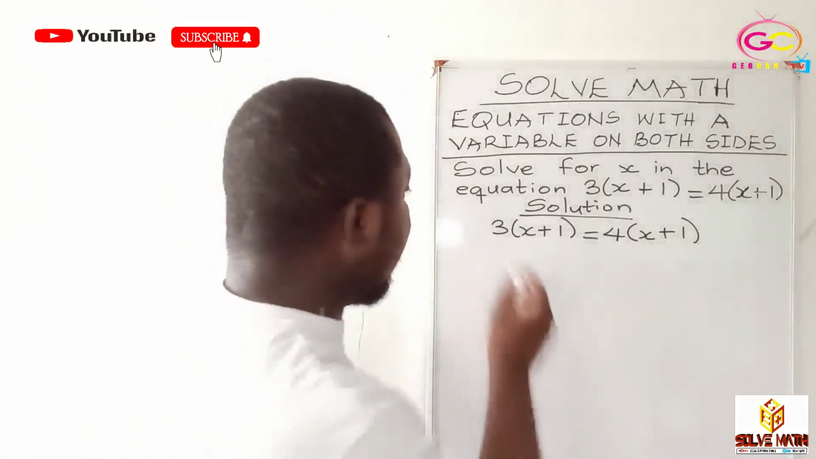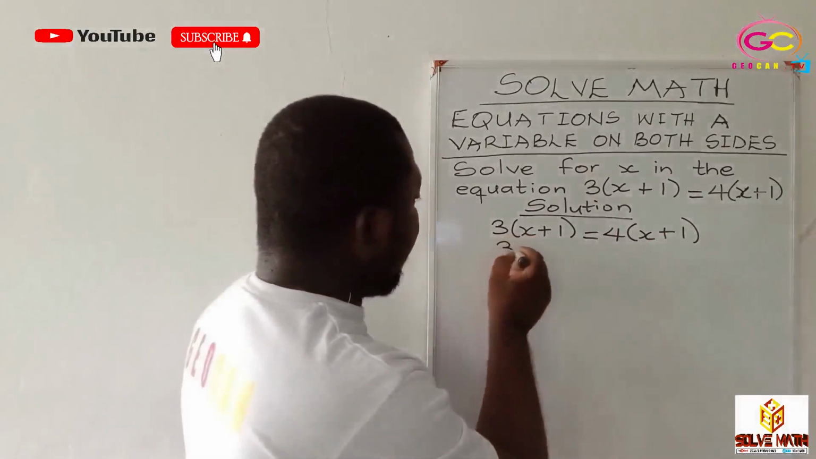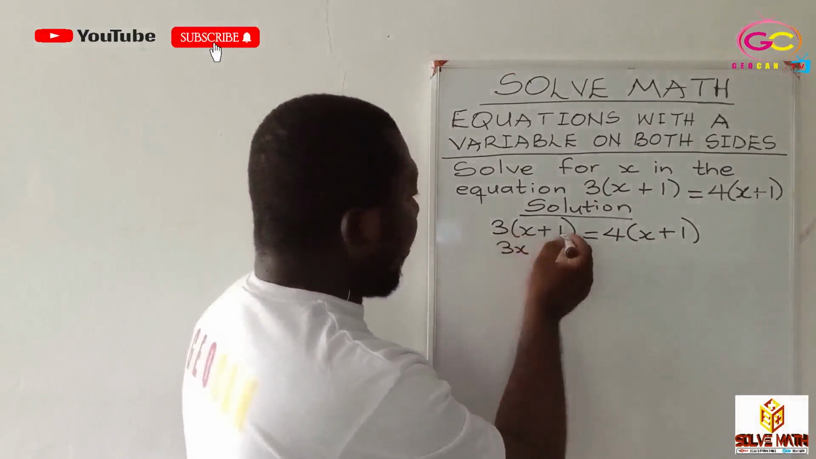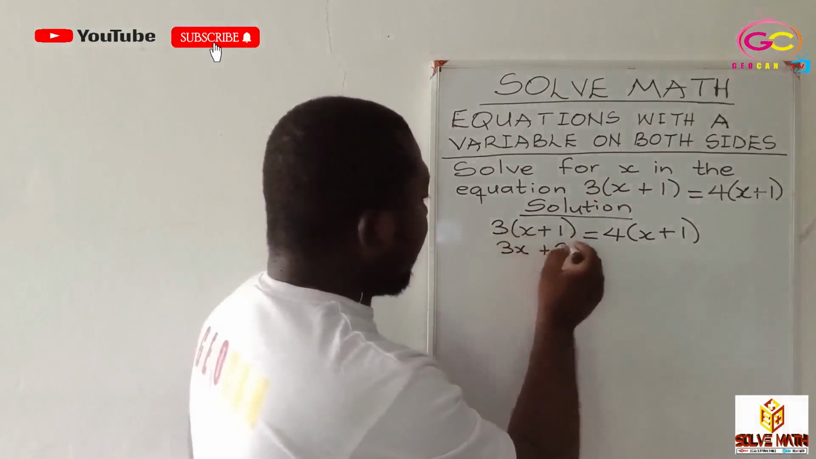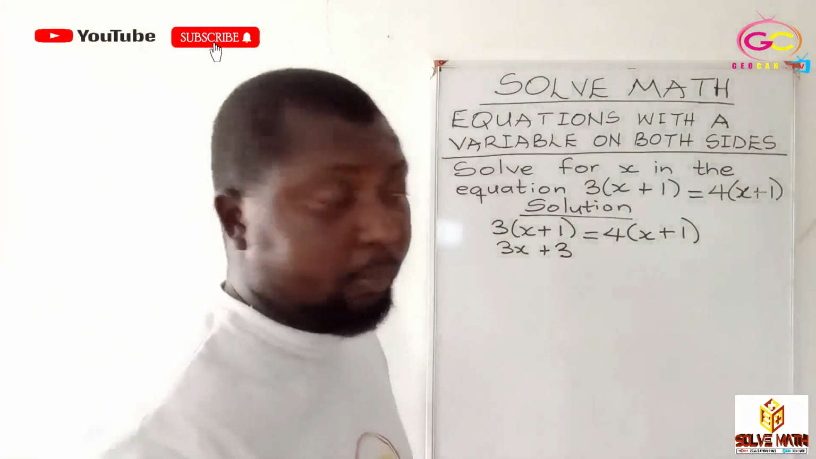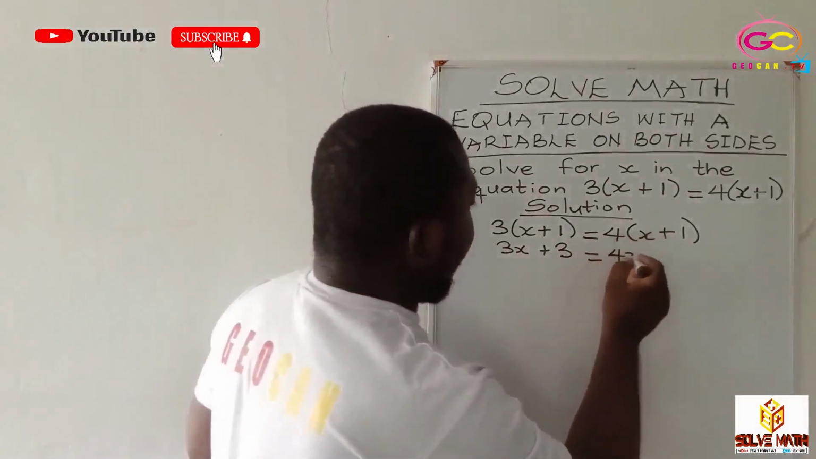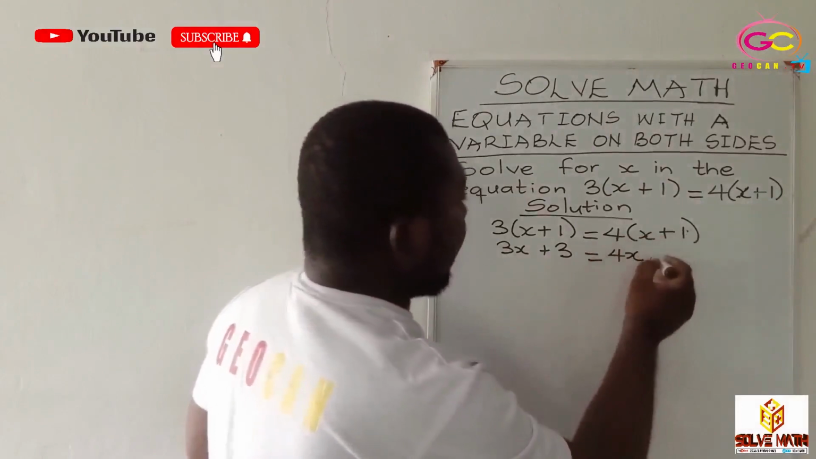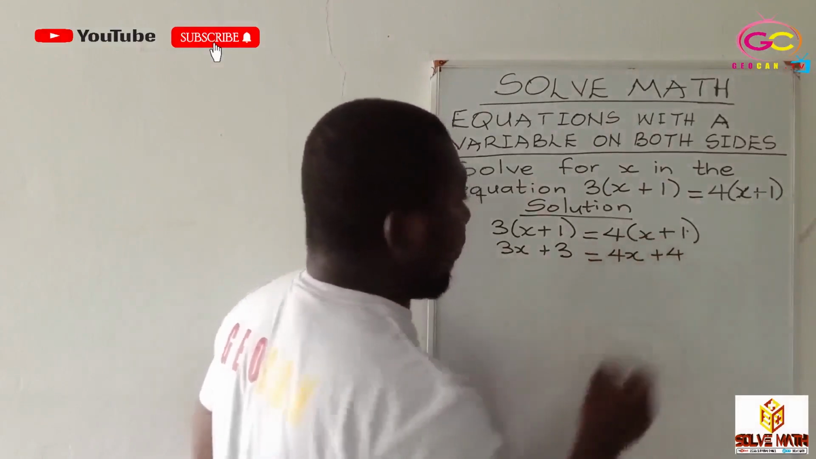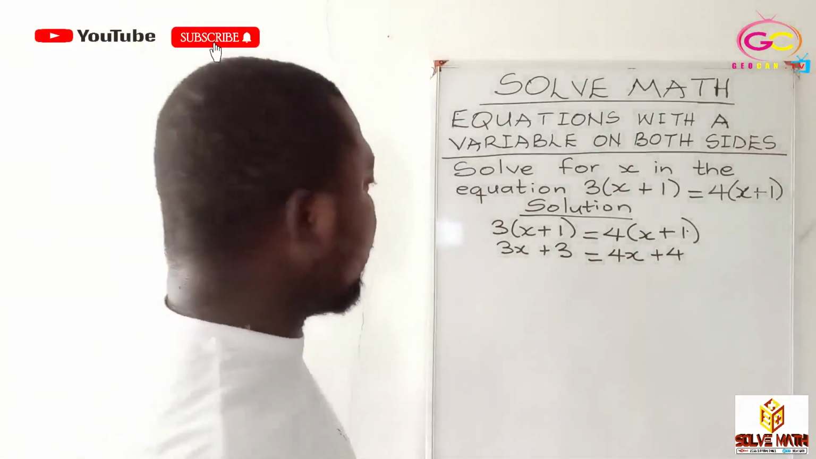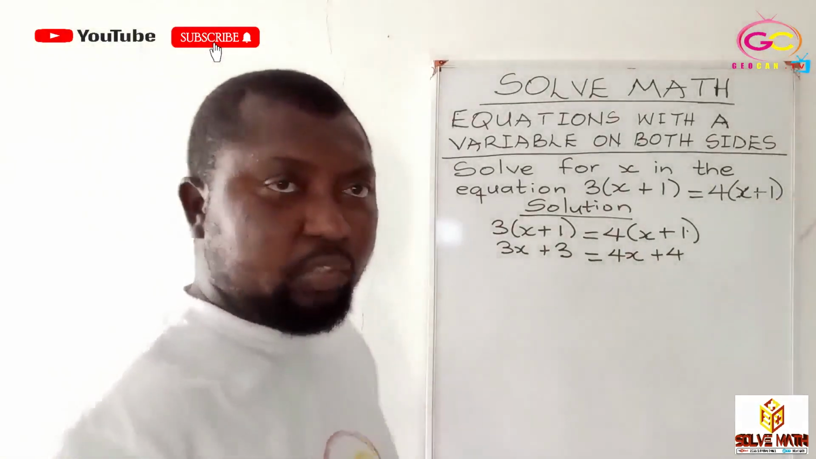So let's do that. 3 times x will give us 3x. 3 times 1 is a positive. It will give us what? Positive 3. That is 3. Well noted. It's equal to 4 times x will give us 4x. 4 times 1 will give us what? 4, right? It's a positive, right? Good. What do you do here?